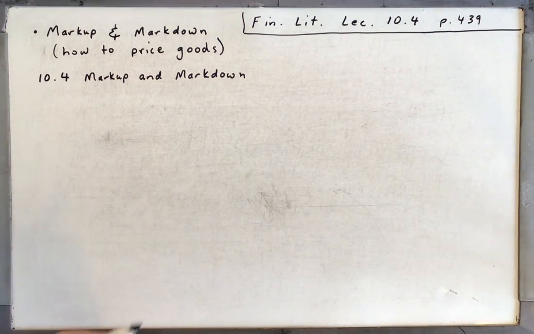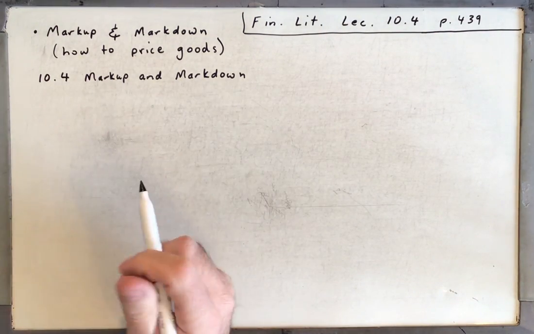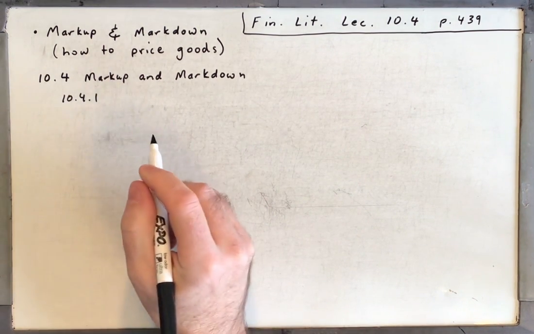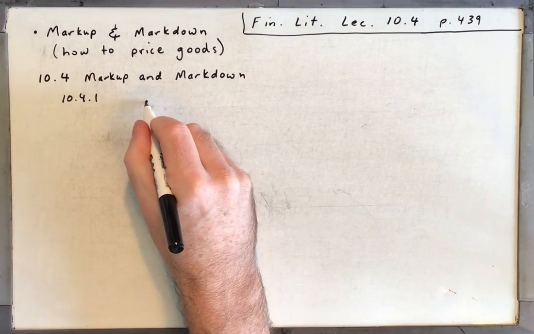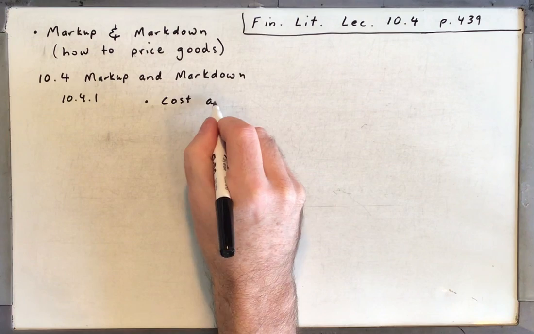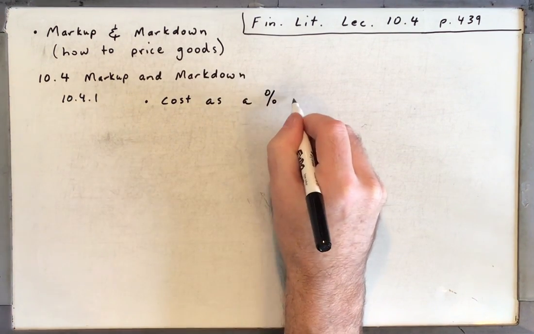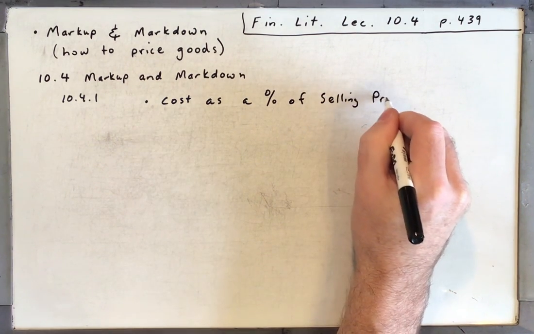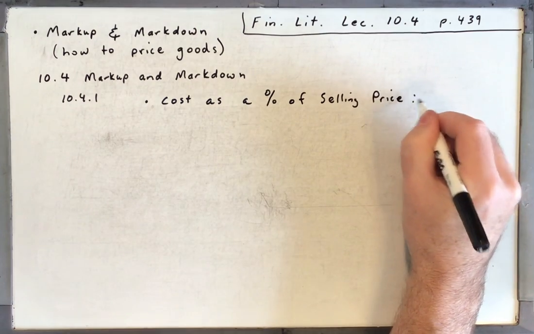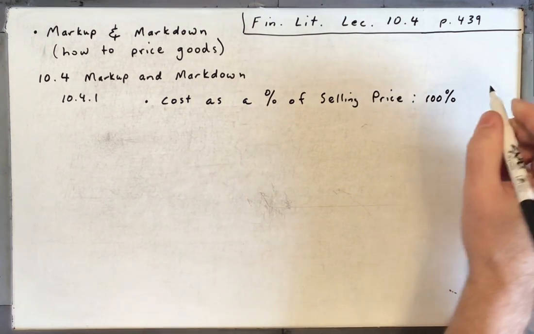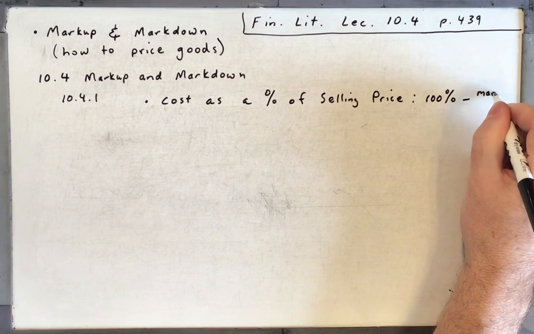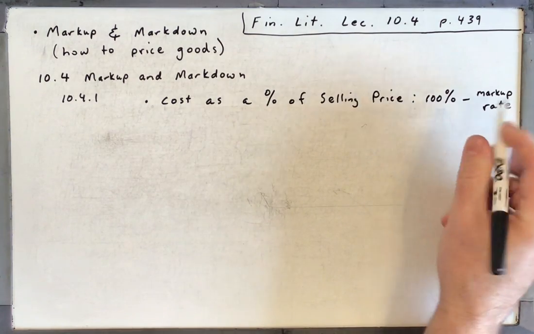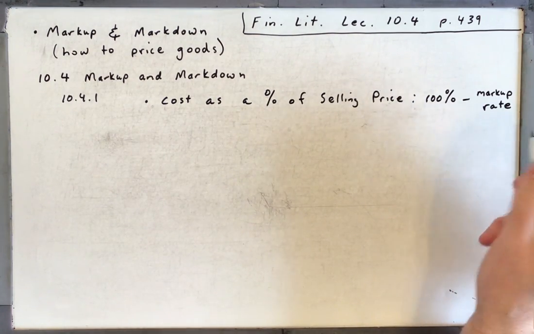We are still in your notes on section 10.4.1. For the next couple of problems, we're going to use cost as a percent of selling price. That's going to be 100% minus the markup rate.